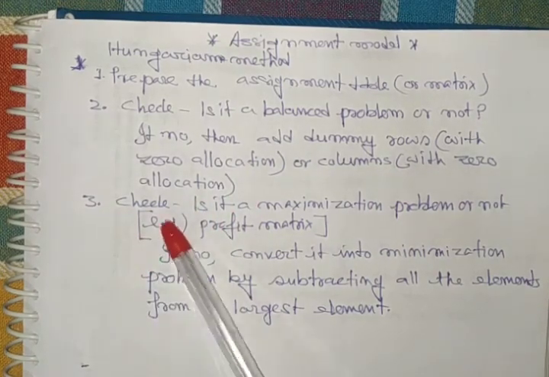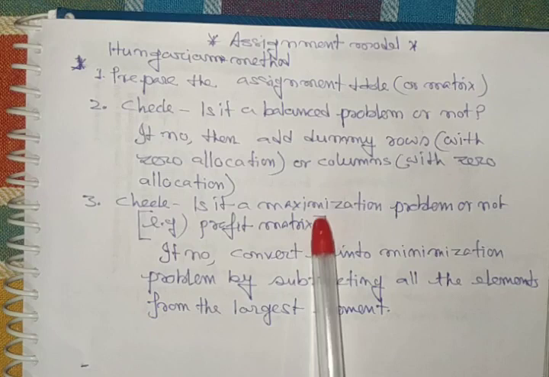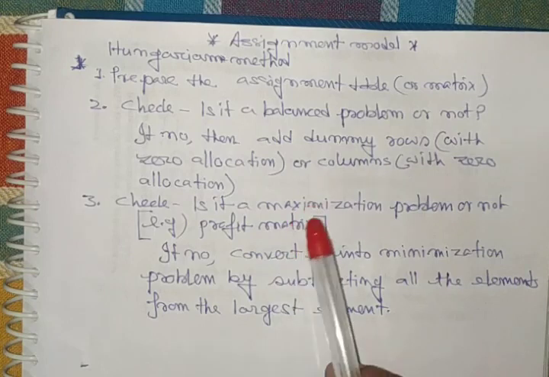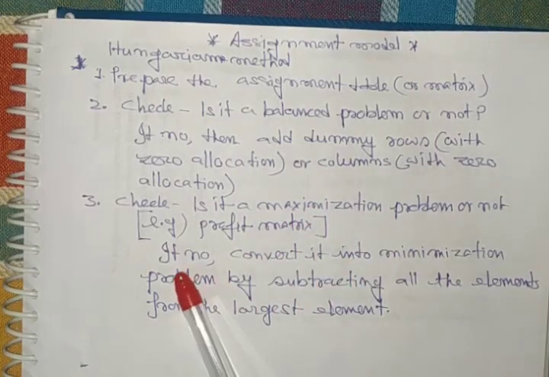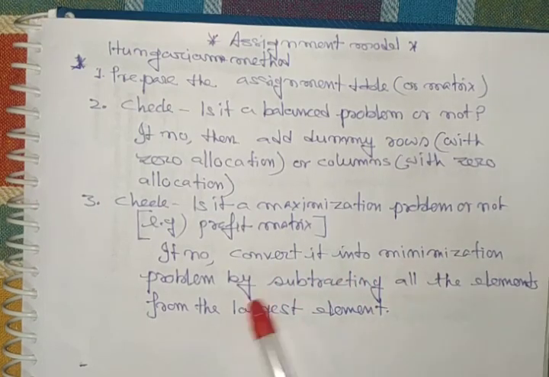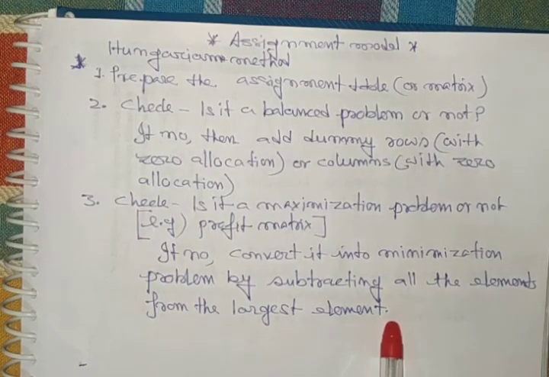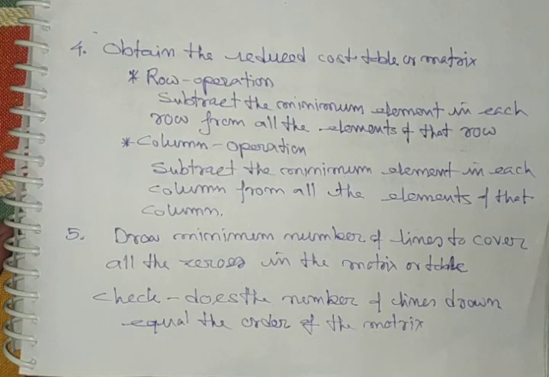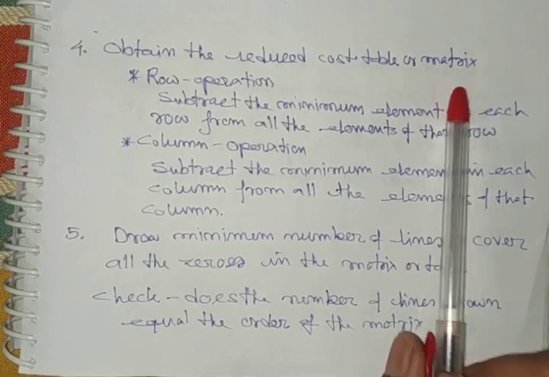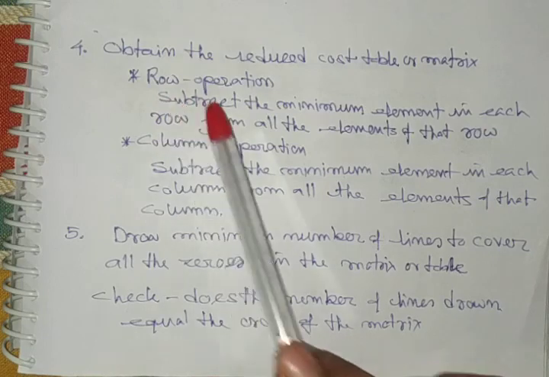Step 3: check whether it is a maximization problem or not. For example, a profit matrix; we basically solve a cost matrix. If the matrix is given in terms of profit, then it is called a maximization problem. If so, then convert it into a minimization problem by subtracting all the elements from the largest element of the matrix.